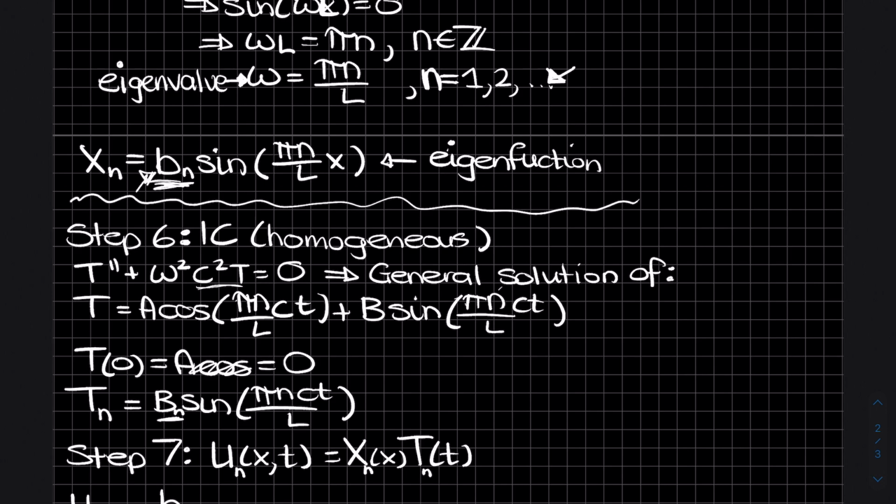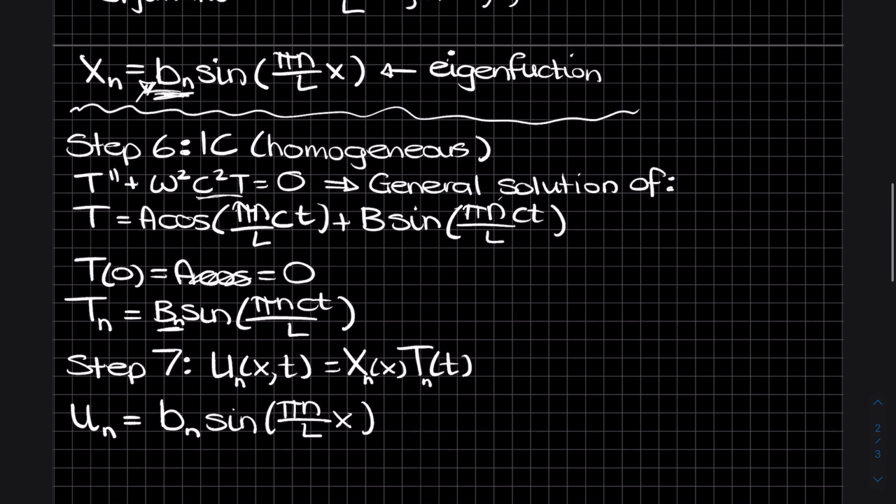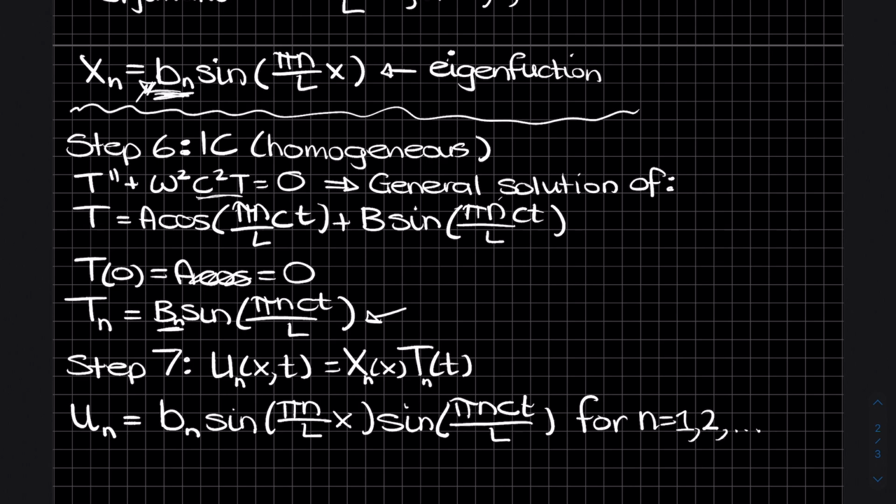So we've got b of n sine pi n over L x, and then our t of n is this one here, sine pi n c t over L. And this is for n equals 1, 2, and so on.